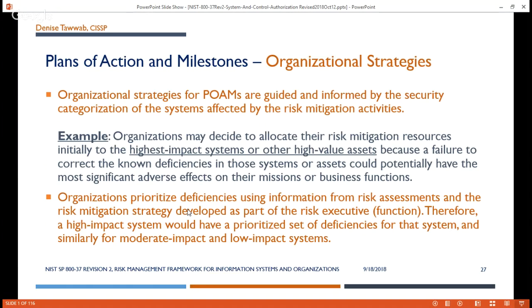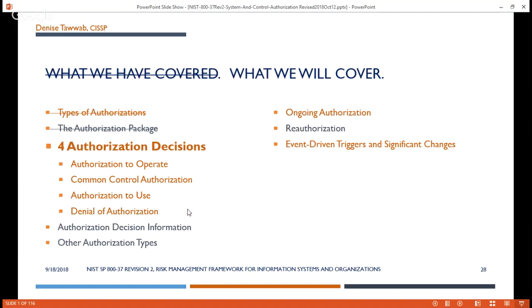That makes sense. Organizations prioritize deficiencies using information from risk assessments and the risk mitigation strategy developed as part of the risk executive function. And all of that development, the risk assessment and risk mitigation strategy, happens in what's being called the prepare step, which is another video. So a high impact system would have a prioritized set of deficiencies for that system, and similarly, a moderate impact and a low impact system.